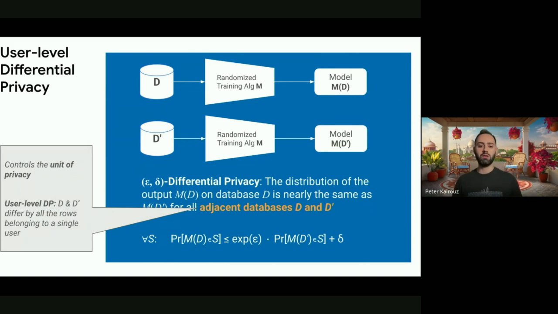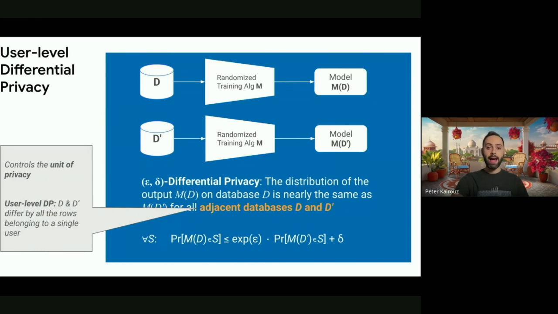You should think of delta as something that is very cryptographically small, 10 to the negative 10 or even smaller. And you should think of epsilon as something that's in the single digits, preferably as close as possible to 1. And you can see that if this divergence is so small, then we cannot distinguish the distributions of M of D from M of D prime. These two are very close to each other. And the way we deploy differential privacy to FL is actually quite interesting.